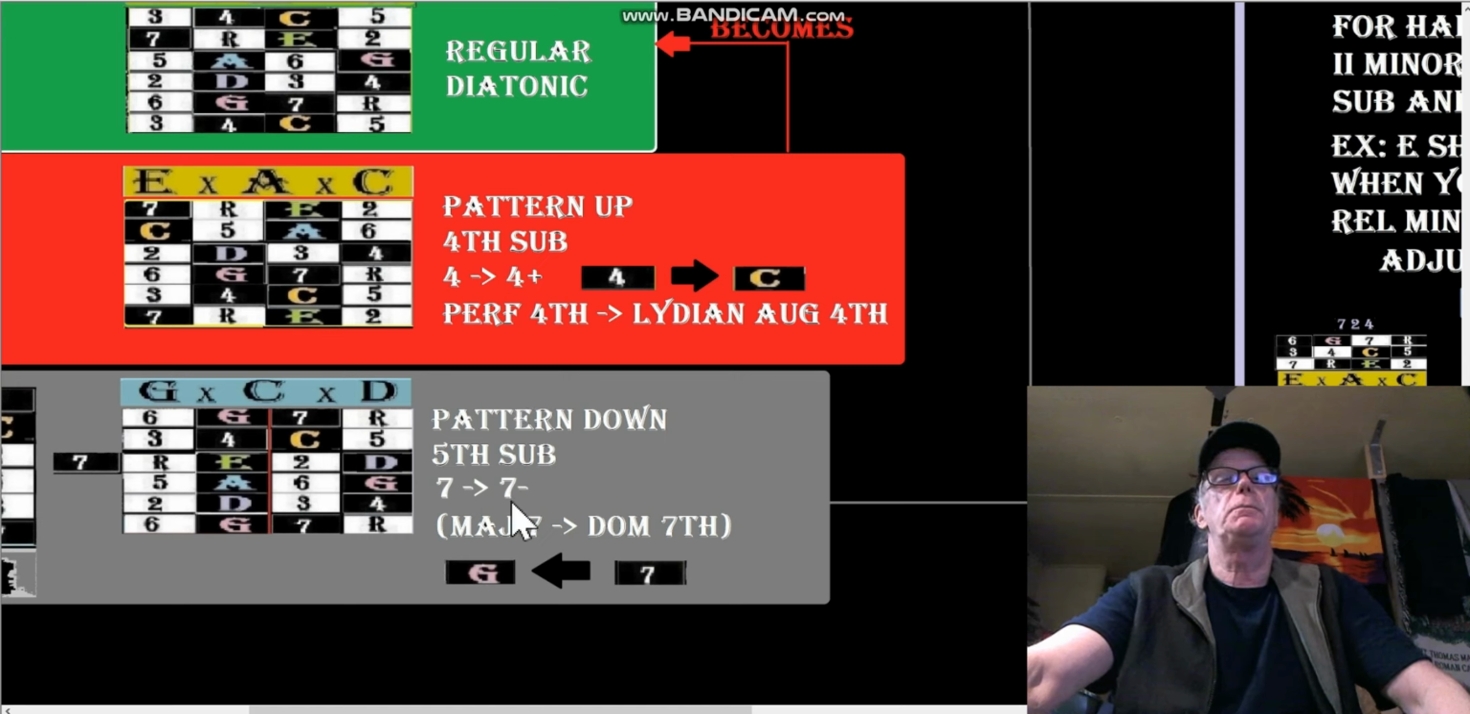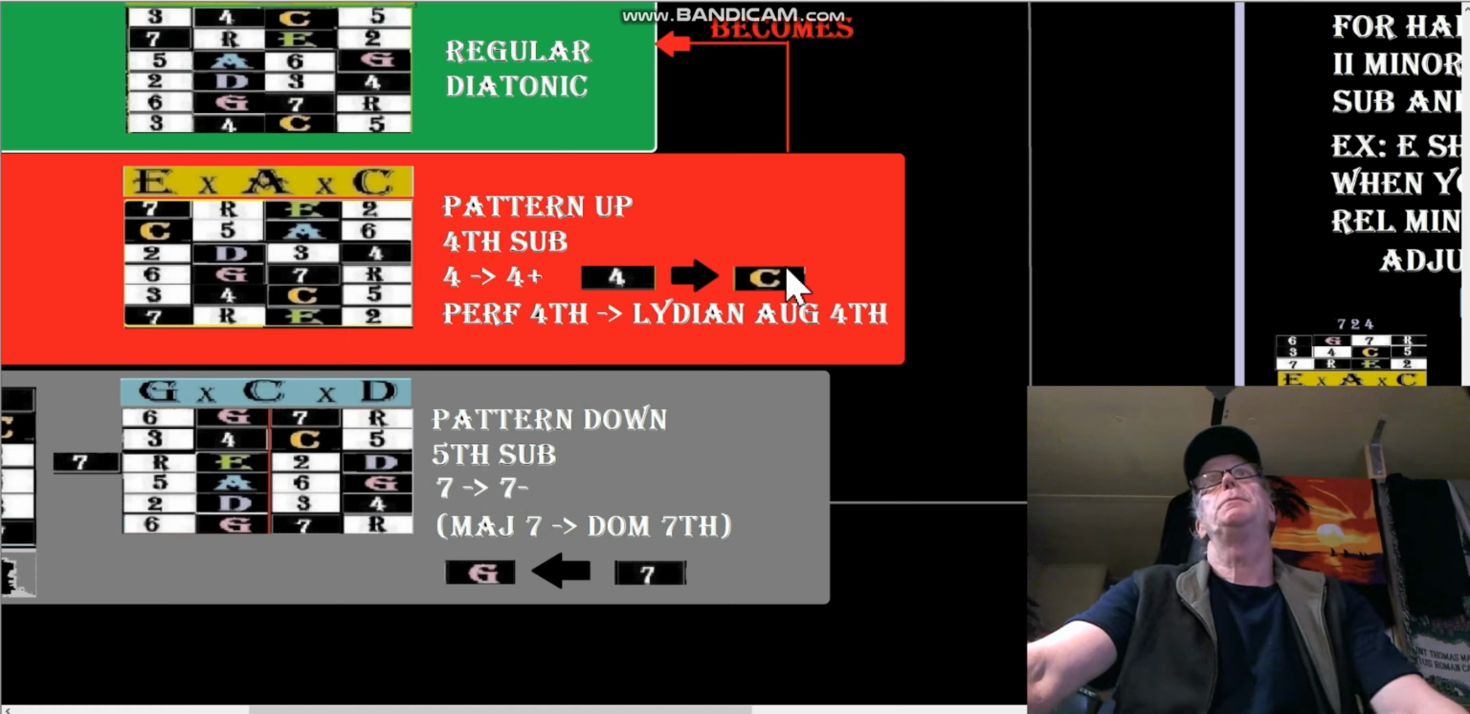Same thing with pattern down on the fifth substitution. 7 goes to 7 minus. Okay, so it brings it down to the dominant. Okay, so the major seventh of the fifth, if you wanted to play that, if you drop it down to the dominant, it becomes the fourth of the root. Okay, so that's the adjustment we'd make there.